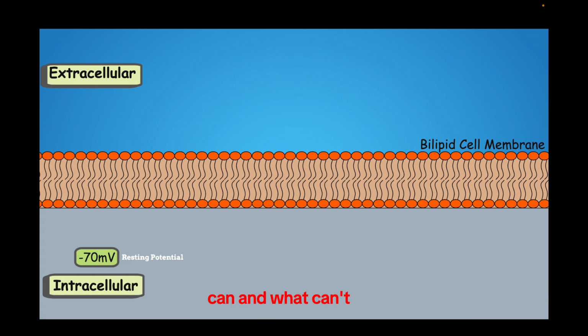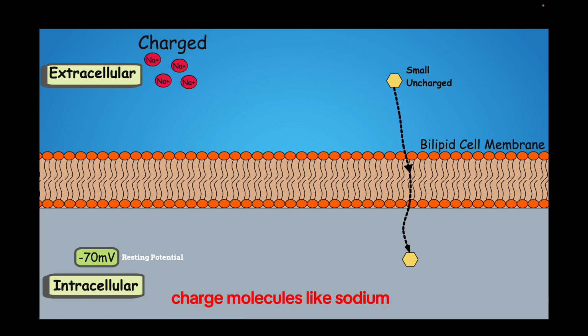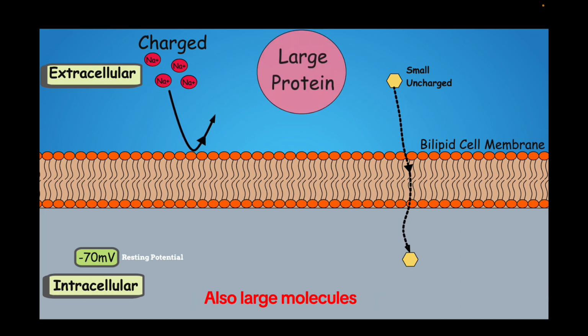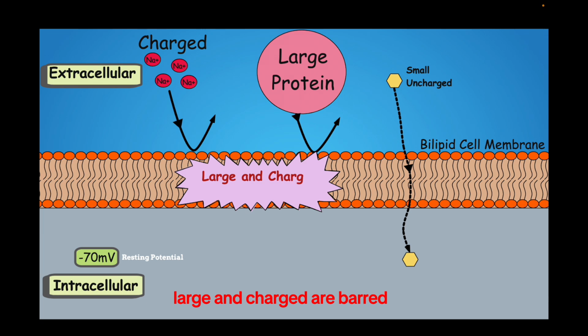So what can and what can't pass through this membrane? Basically, lipophilic molecules, which means that they are fat-soluble molecules, can easily dissolve in the lipid part of the bilayer and can pass through it. Also, very small, uncharged molecules can pass through as well. However, charged molecules like sodium, potassium, or chloride ions can't pass through the lipid membrane as they don't like mixing with fat. Also, large molecules like glucose and proteins can't pass through. So to summarize this, it can be said that large and charged are barred from passing through the membrane.